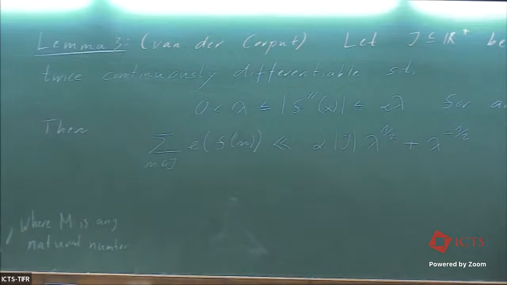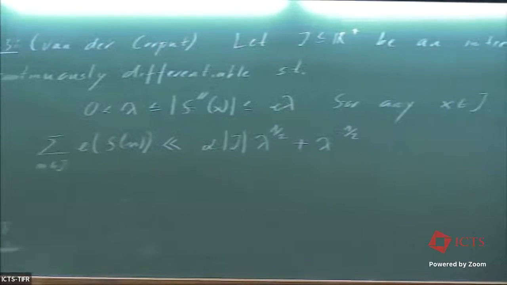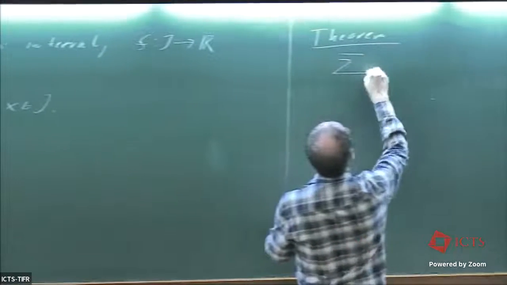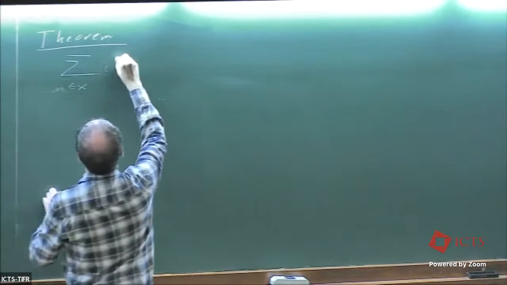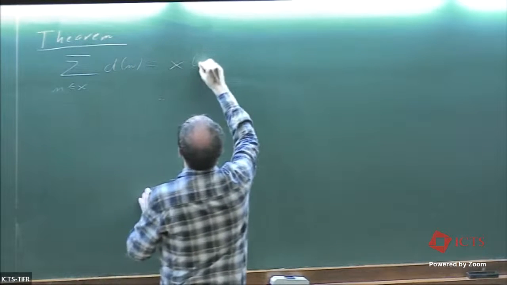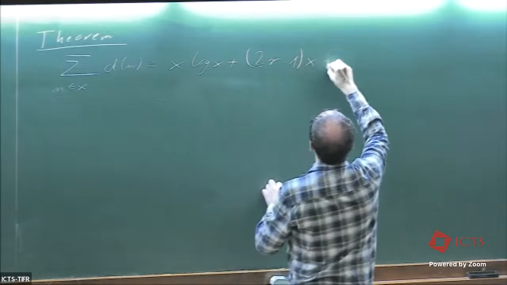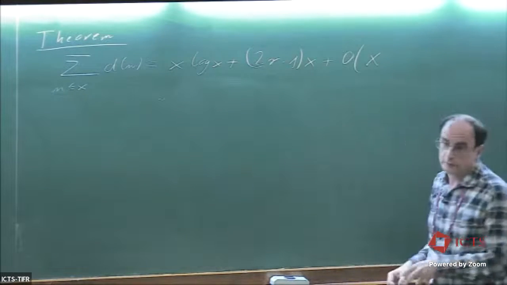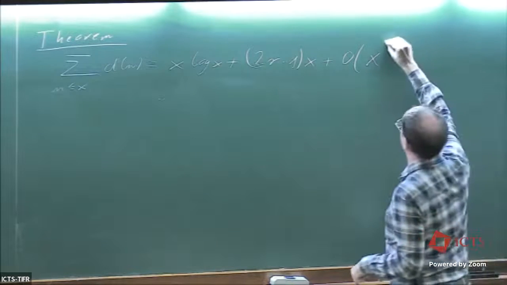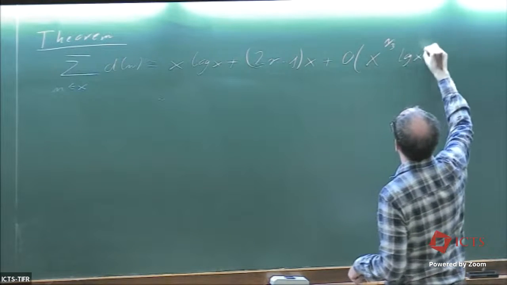Okay, so now let's directly apply that to the divisor problem. What do we get? Okay, so we prove the following theorem. The sum over n less or equal x of d(n) is the expected main term, and the error is bounded by x to the 1/3 plus epsilon, more precisely x to the 1/3 times log x.